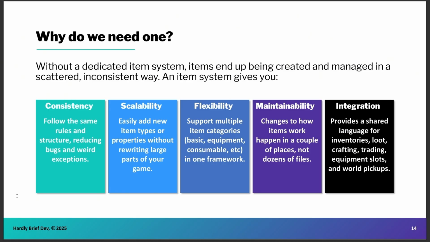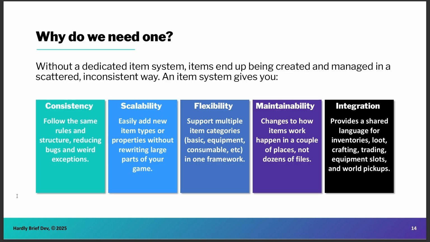So consistency, if we have a dedicated core item system, everything's going to follow the same rules and structure. And in the future, when you're adding more items or different types of items to your project, then you know exactly how things are going to work. With a very core item system, we know that we can easily add item types or properties without writing or rewriting large portions of our game.